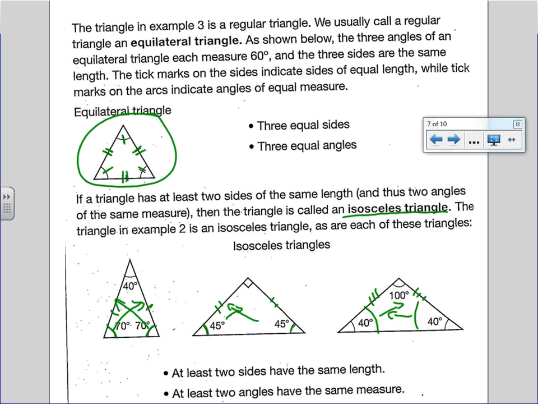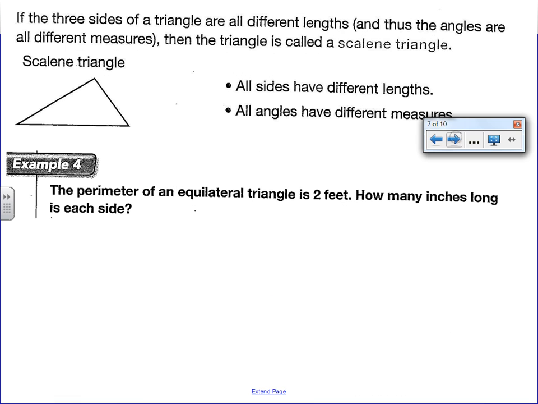Okay, so for it to be an isosceles triangle, it has to have at least two sides that have the same length and at least two angles that have the same measure. If three sides of a triangle are all different lengths and thus the angles are all different measures, then the triangle is a scalene triangle. So that means that it has nothing that is the same in it. All the sides are different lengths, all the angles are different measures.